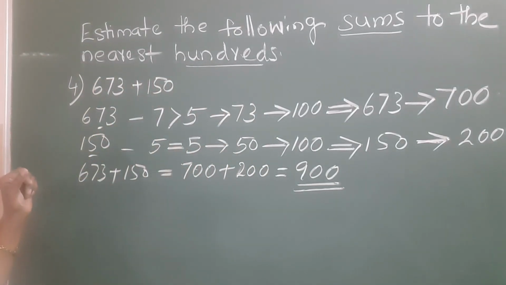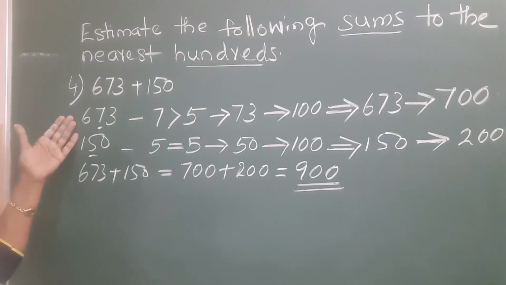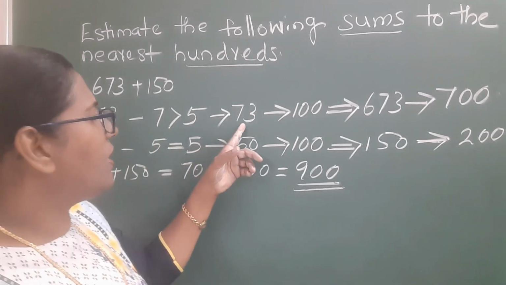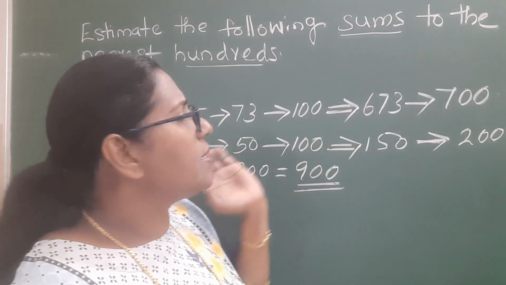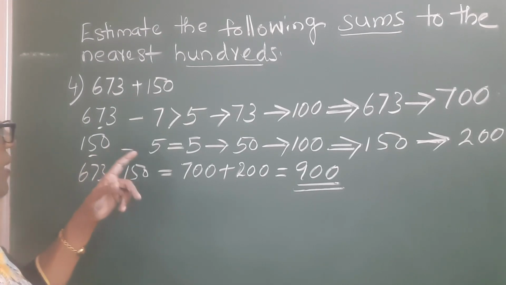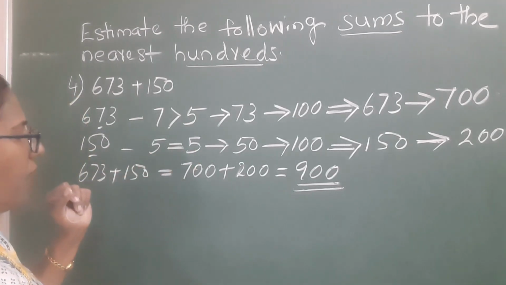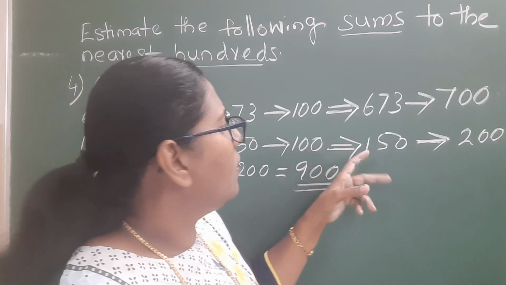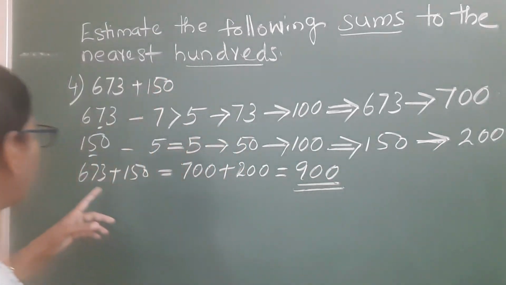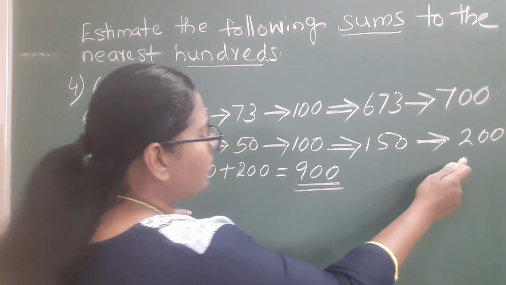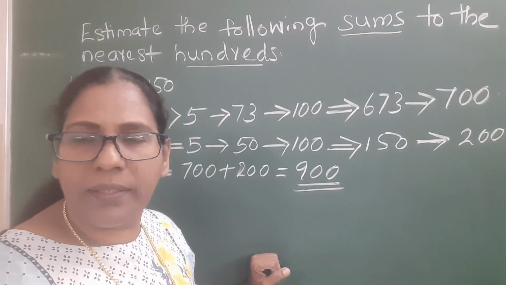673 plus 150. First we have to do 673. We have to do a rounding off. In 673, 7 is in tens place. So 7 is greater than 5. So 73 rounds off to 100. So 673 rounds off to 700. Next number is 150. 5 is in tens place. 5 is equal to 5. So 50 rounds off to 100. So 150 rounds off to 200. 673 plus 150 is equal to 700 plus 200 is equal to 900.